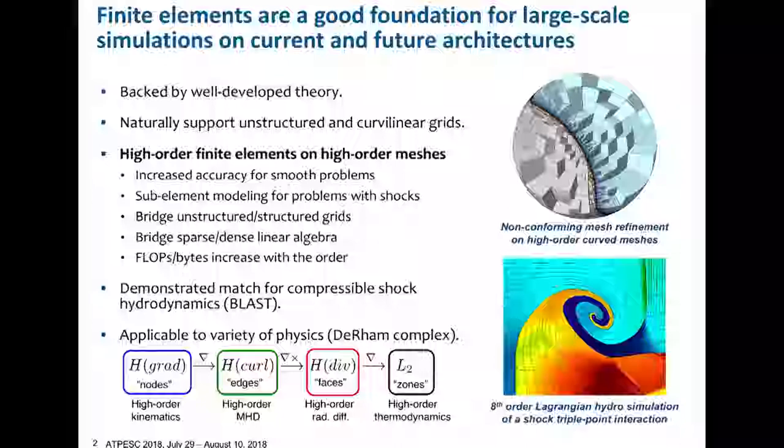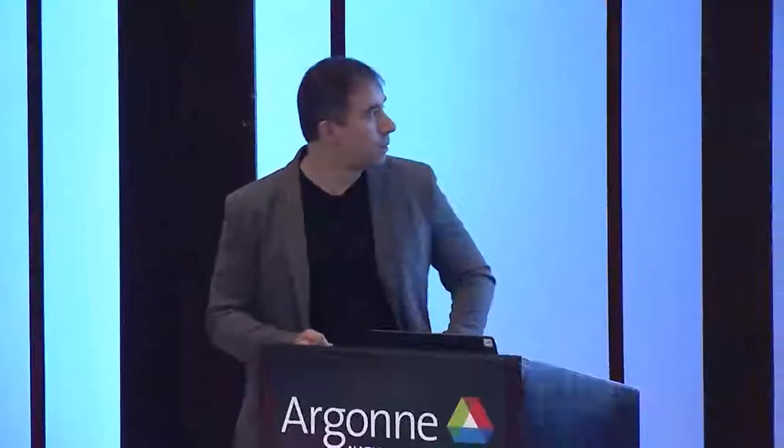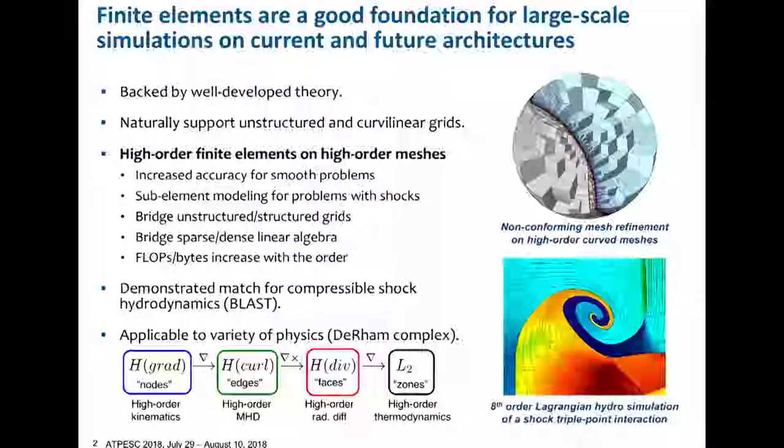They allow you to discretize PDEs on very general grids, grids that are potentially curved, very unstructured, have local features like adaptive mesh refinement like this one. And in addition to the mathematical robustness, the practical flexibility of finite elements, when you add higher order on top of that, then you get a lot of additional capabilities that are very relevant to the large-scale supercomputers that we're getting today and the ones that we will be getting in the future. So my focus really will be on higher-order finite elements, on general higher-order curvilinear grids.